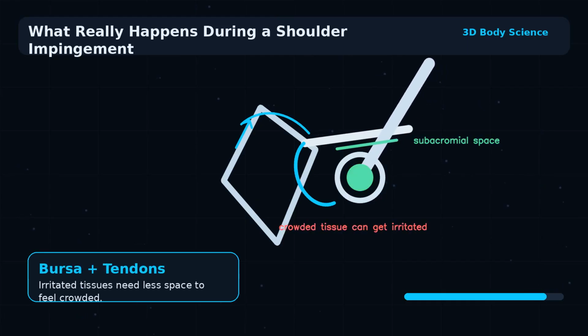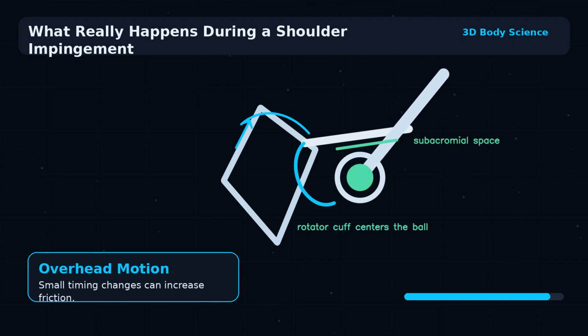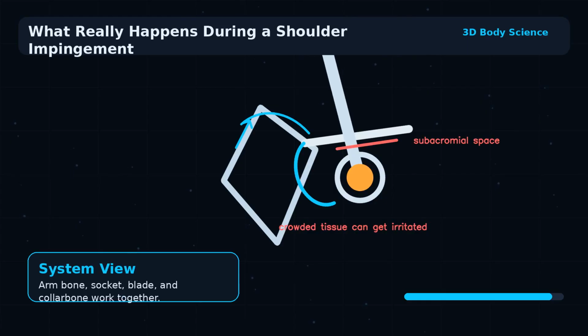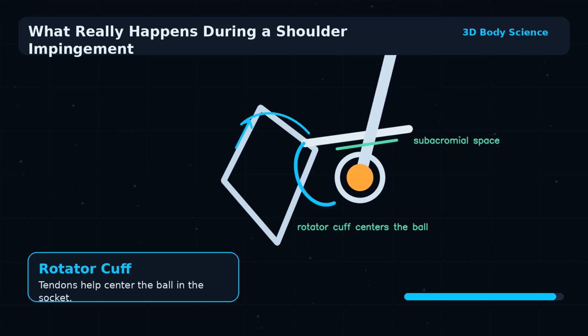The same overhead motion can feel fine on one day and uncomfortable on another, depending on fatigue, posture, repetition, and how irritated the tissues are. In the animation, watch the difference between a centered shoulder and a shoulder that drifts upward. When the rotator cuff helps hold the ball centered, the larger deltoid muscle can lift the arm more smoothly. When that balance is off, the top of the shoulder may become a place where friction and pressure build up.